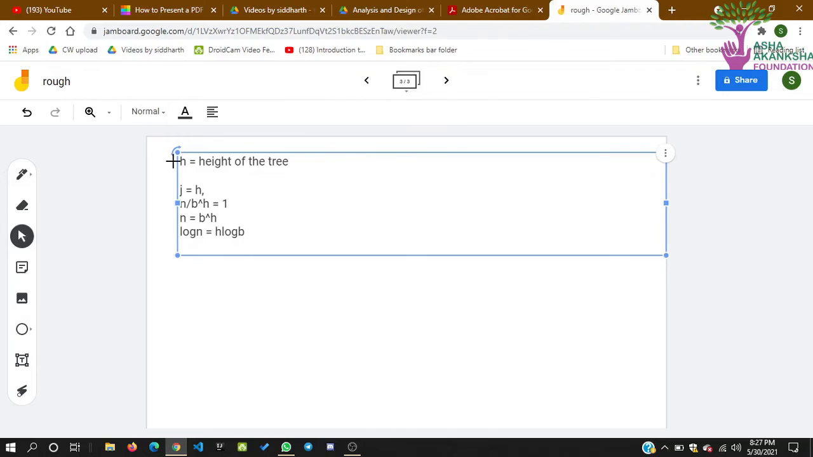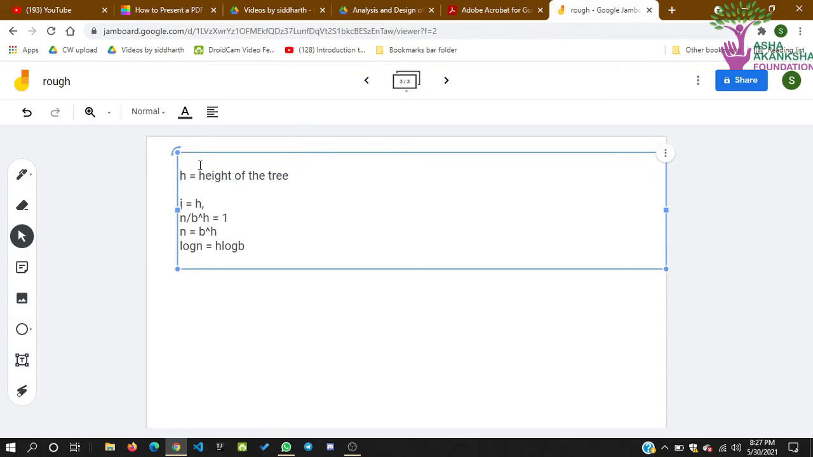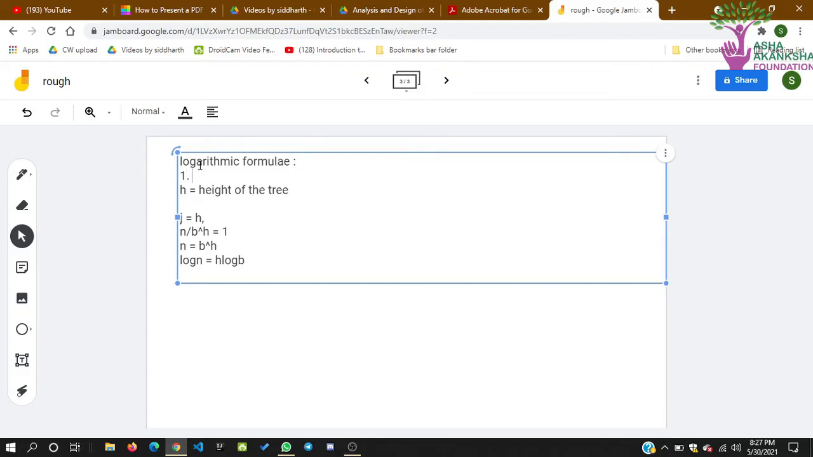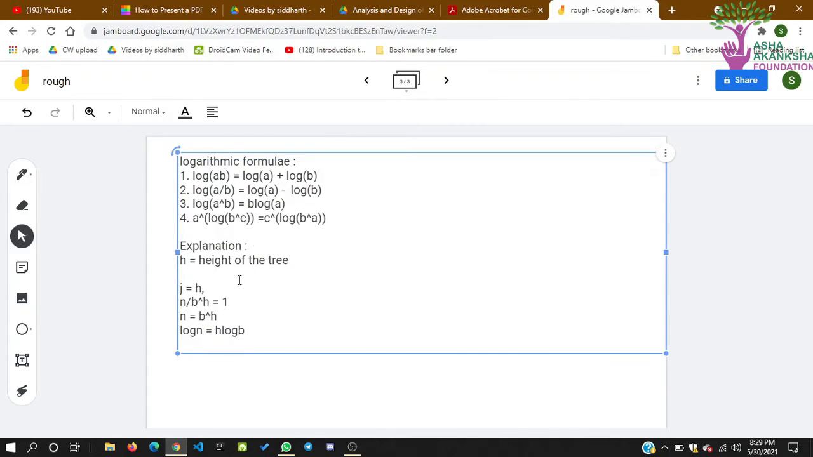If not, I will just briefly write the main formulas. Logarithmic formulas. So log AB. These are some main things that I will be following in the video. So I will just write them here. Log B. So I have written all these formulae. These are some basic logarithmic formulae that will be used in this video.